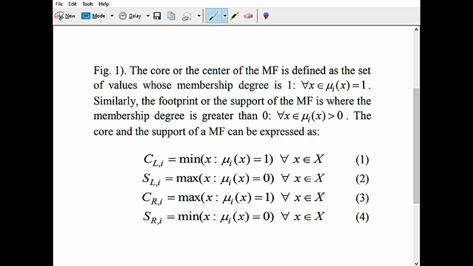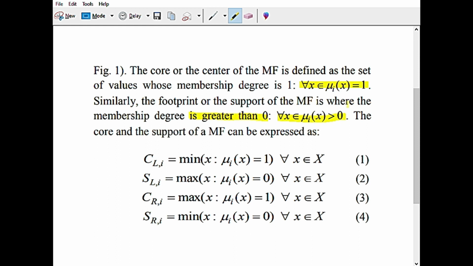So, this is the formula for the membership function. We can see here the core, or the center, of a membership function is defined as the set of values whose membership degree is 1. This formula, and similarly the footprint or the support of the membership function is where the membership degree is greater than 0.